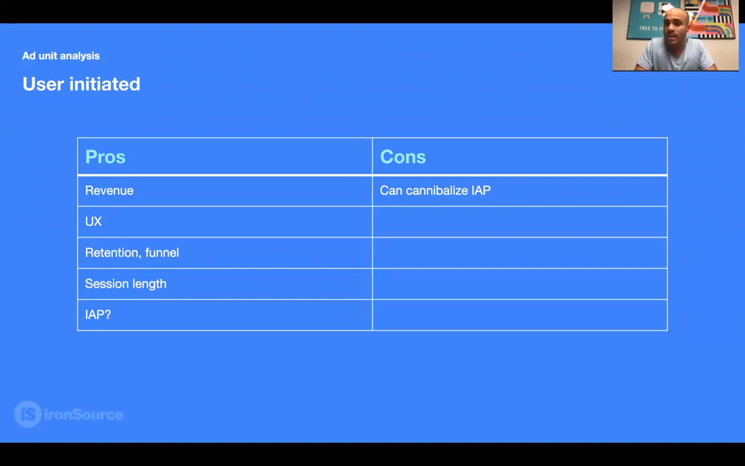By the way, if you don't have any IAP, let's say if you are a clear hyper-casual game, usually you want to have as many user-initiated ads as possible to generate revenue, to improve... You need to balance between these two, and we will discuss this as well.